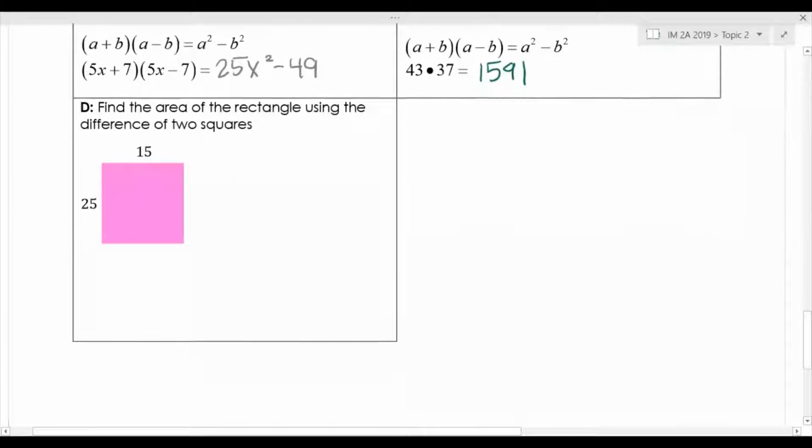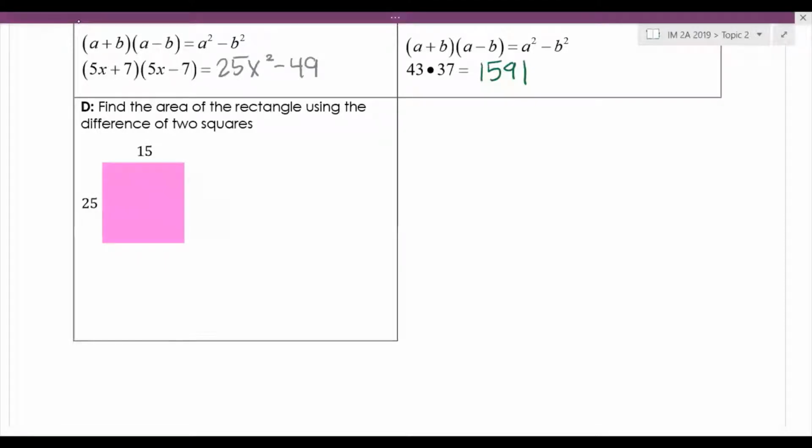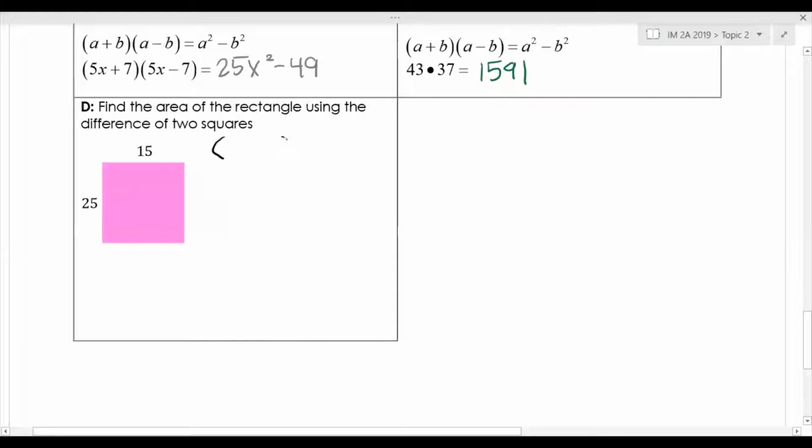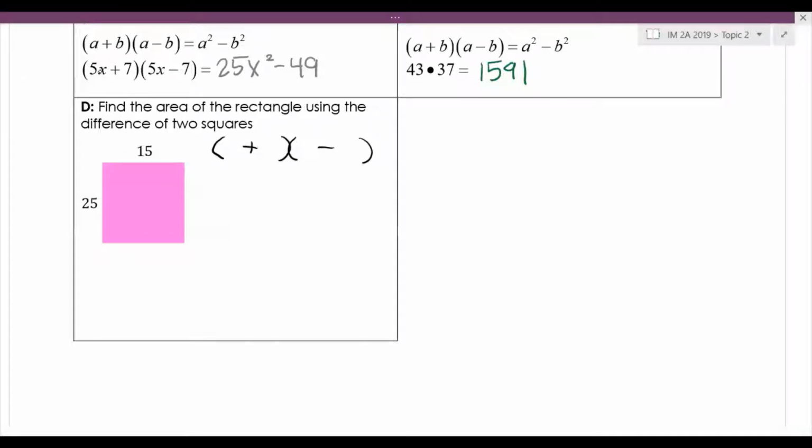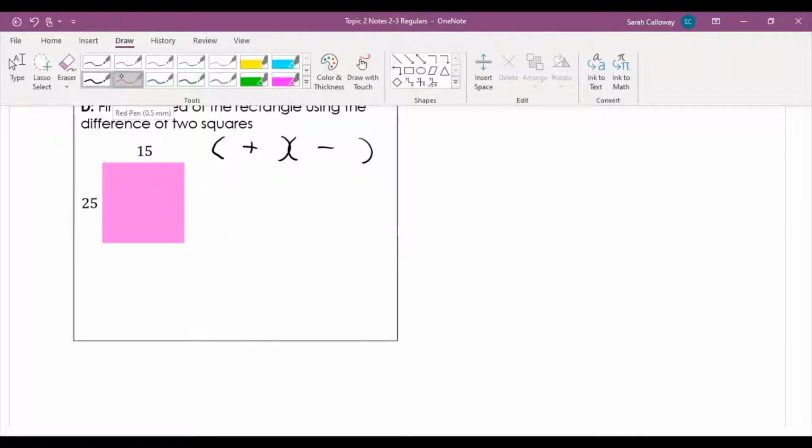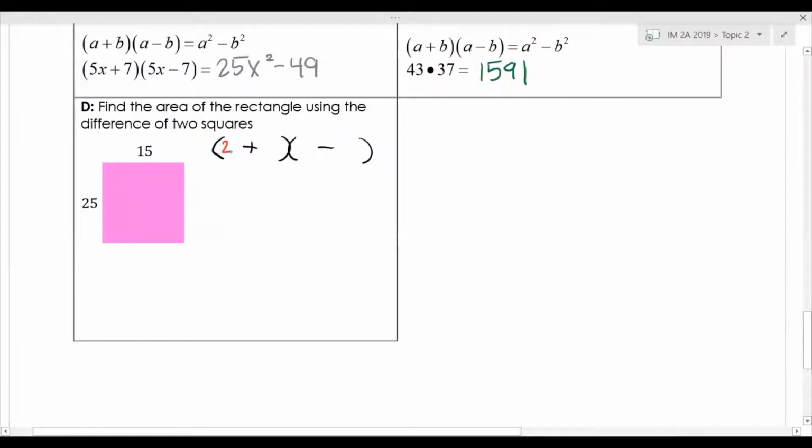I can use that idea to find the area of the rectangle using the difference of two squares here. I have a rectangle with a side length of 25 and another side length of 15. I want it to be the sum of two numbers times the difference of the same two numbers. I can use 20 and 5 for that. So I can think about 25 as 20 plus 5, and I can think about 15 as 20 minus 5.